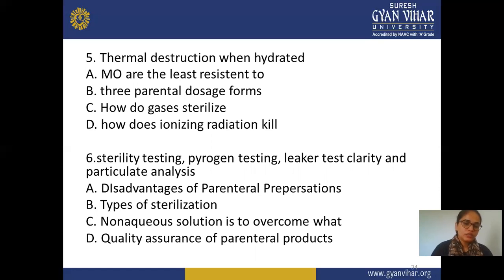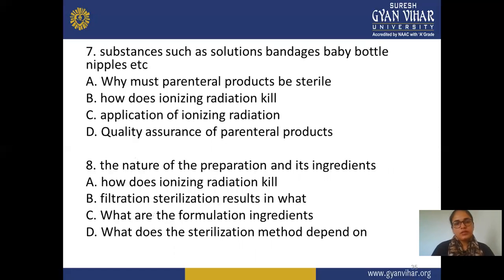And in the sixth question: sterility testing, pyrogen testing, leaker testing, clarity testing, and particulate analysis testing. A is the disadvantages of parenteral preparations. B is the type of sterilization. C is the non-aqueous solution is to overcome what? D is the quality assurance of parenteral products. In the seventh question: substances such as solutions, bandages, baby bottles, nipples. A is why must the parenteral product be sterile. B is how does ionizing radiation kill. C is the application of ionizing radiation. D is the quality assurance of parenteral products.